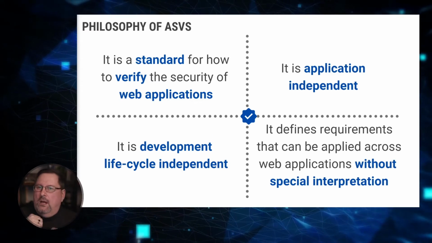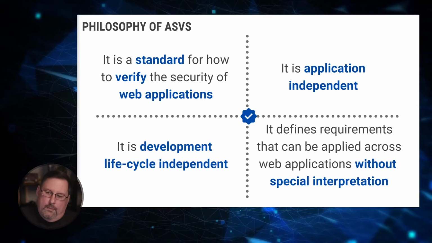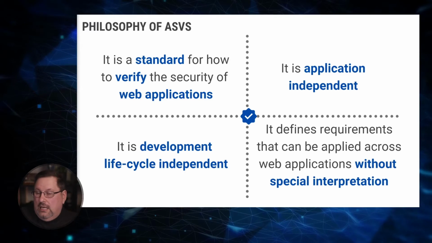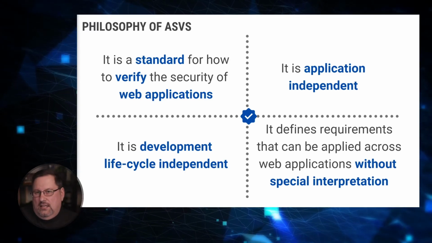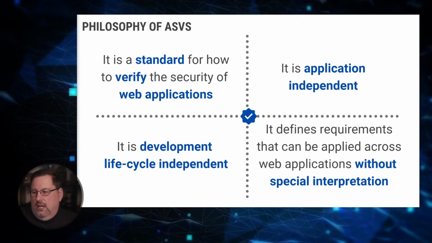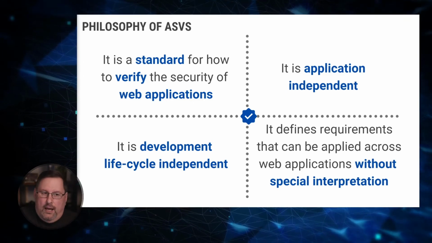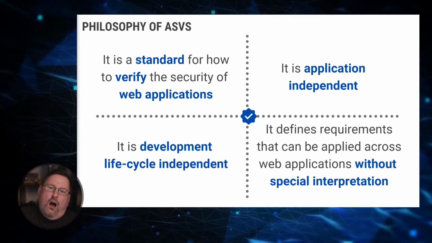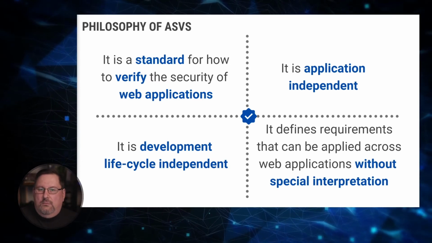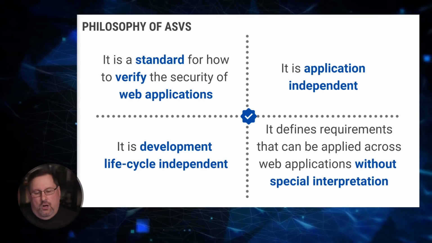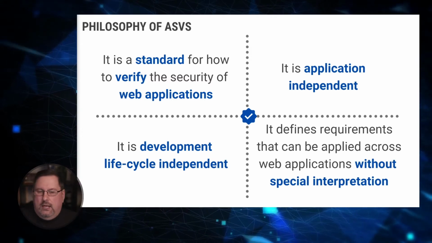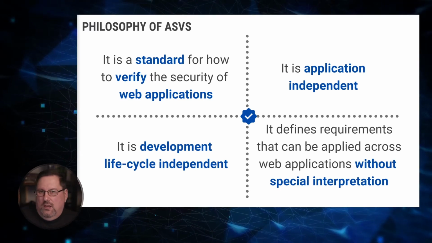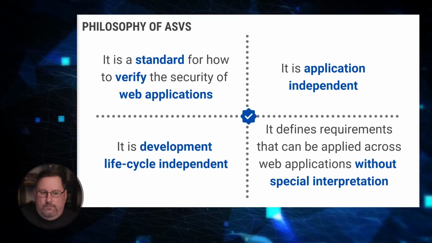It doesn't matter if it's a mobile app that's connecting to APIs, or if it's a web application, or if it's an Electron application embedded into a desktop app. In the end, you'll be able to follow the guidance in ASVS to make sure that you're testing the right things. It defines the requirements that can be applied across web applications without any special interpretation too, which means you don't have to have a ton of security expertise in the entire team to look at ASVS. It means everyone can be involved, from the developers and testers and product managers all the way to the security engineering teams and the tech ops or SaaS ops, cloud ops teams that have to deploy everything.